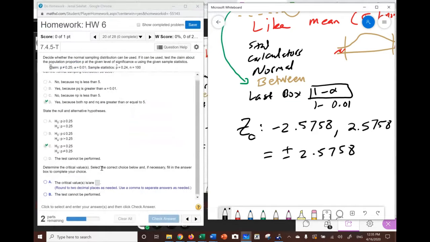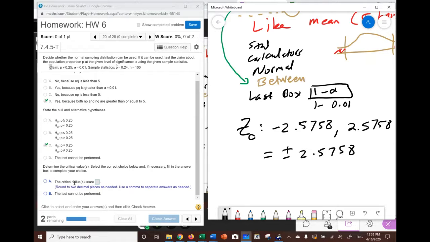This way we would fill that. So in this case, it says the critical value or values is an R, and it says round to two decimal places and use a comma. So they want us to express that as shown in the first here. They want us to use a comma between, but they want only two places. So let me just show you that this is how far they want us to go.